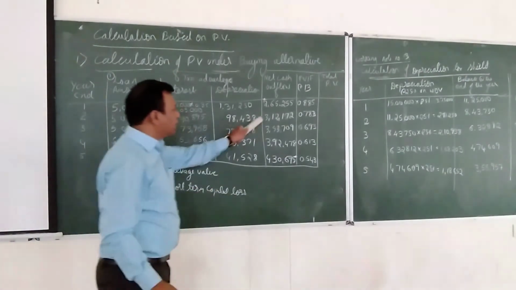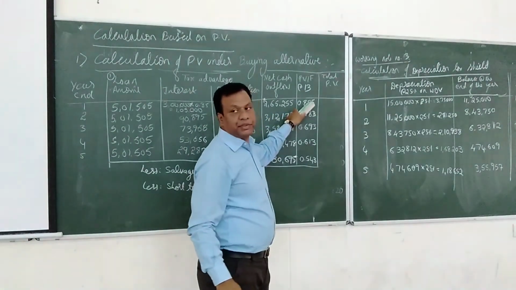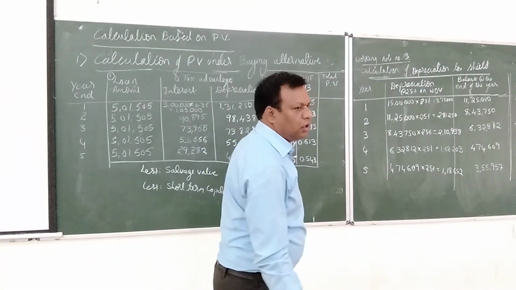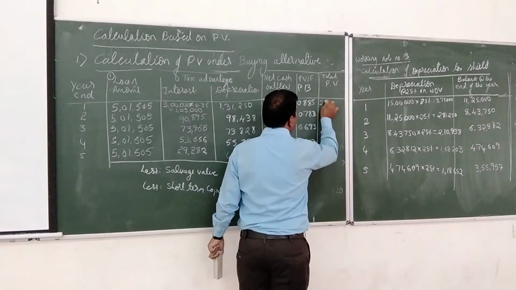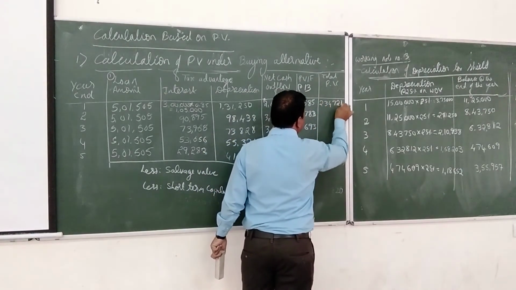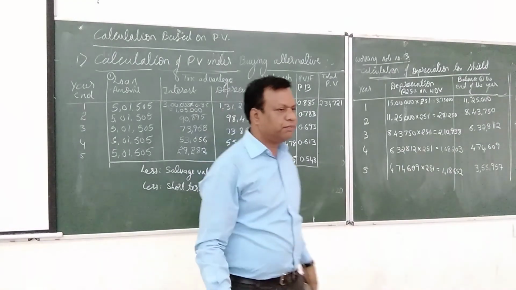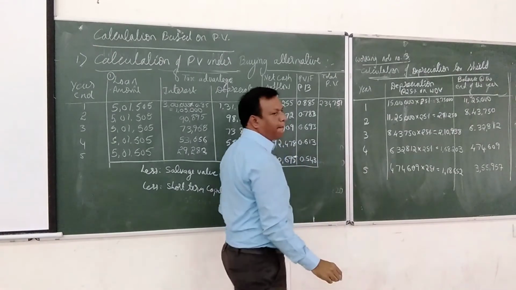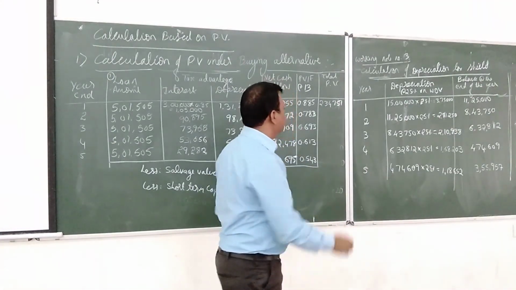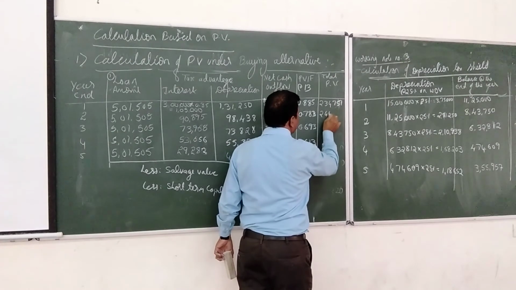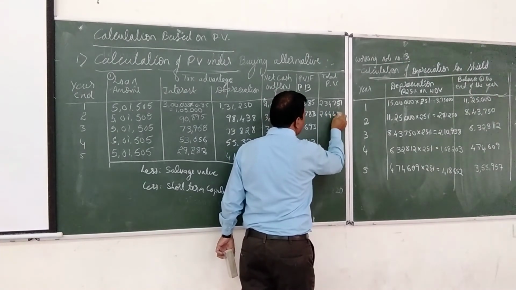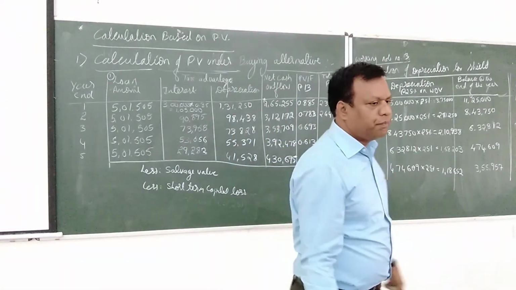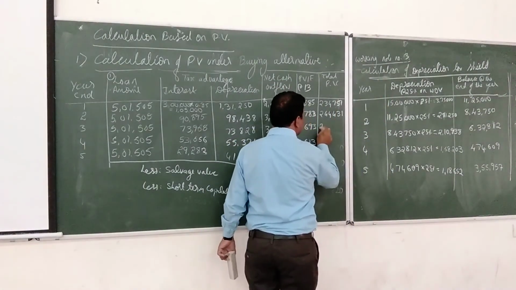We should multiply the net cash outflow with the present value interest factor at 13%. If you multiply these two, what answer do you get? 2,34,751. Then 751. Okay. Then 2,44,431. 2,45,000.